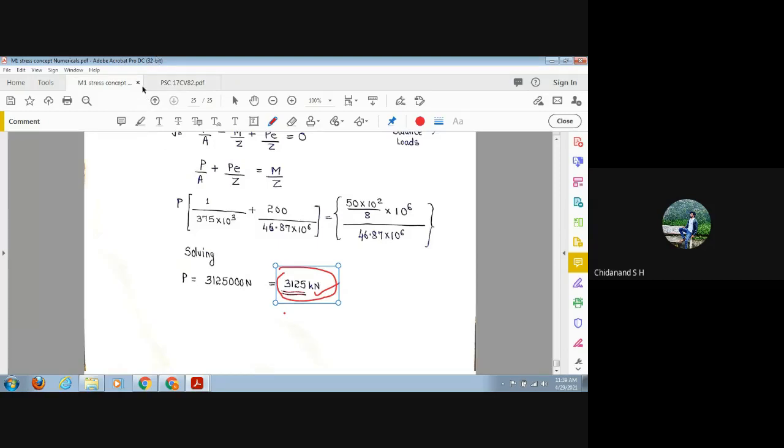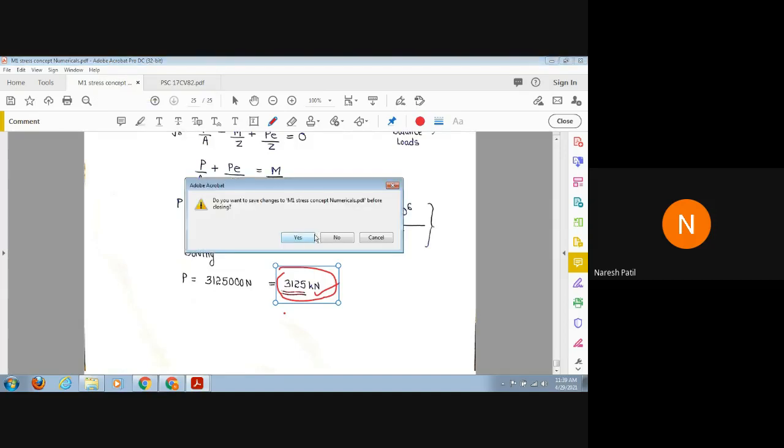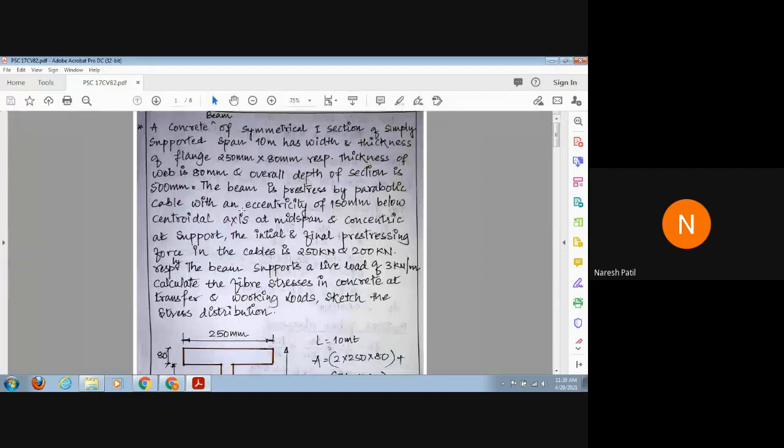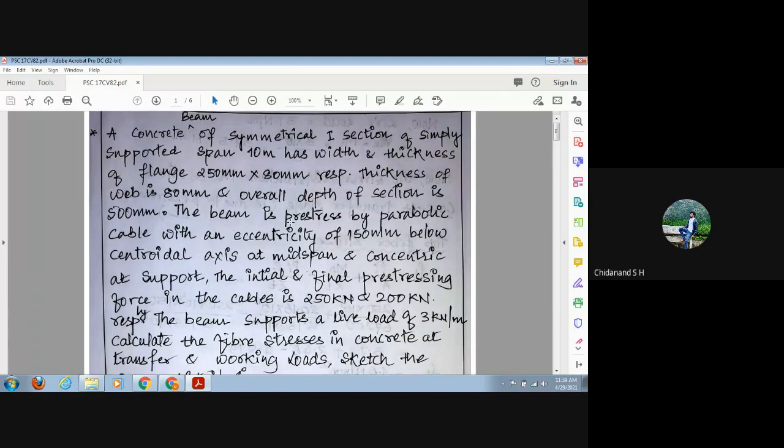Okay, chalo. So we'll solve the next question here. Can you see the screen? These are the question paper problems. Hardly 2 questions I have. Now I'll solve those questions and I'll wind up with the section. Can you see the screen, Chidanand? Yes, sir.